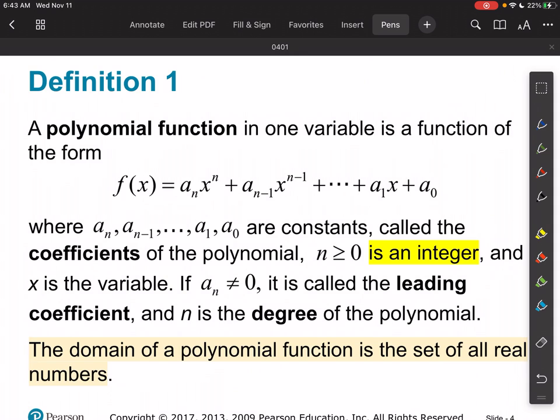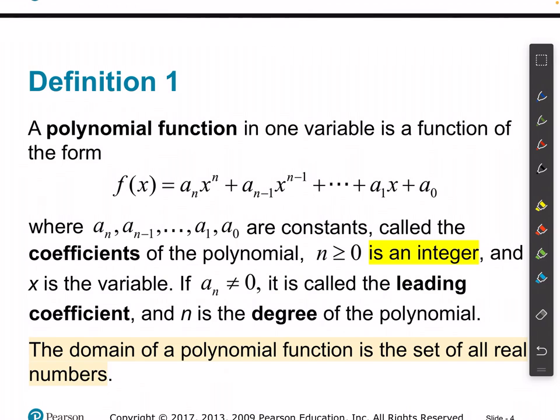polynomial functions, if they're in one variable, meaning they just have x's in them, are in this form. This form looks very confusing, but essentially all it's saying is put it in the order of degree. So what does that mean? That means that the coefficients out front should match the order of the powers.